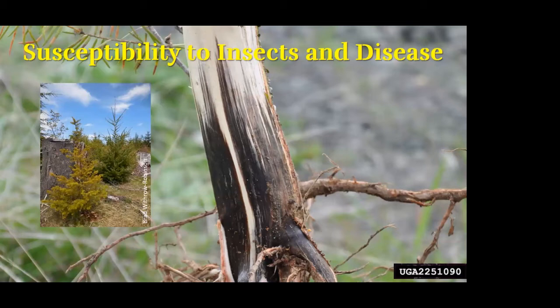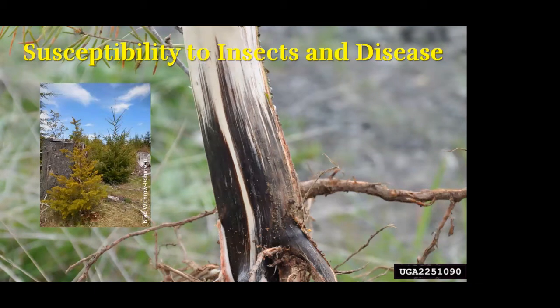A little bit about susceptibility to insects and disease. Insects and disease are an important factor to consider when selecting a species to plant. This includes immediate threats, for example, root rot pockets in the unit you're planting, or long-term outbreak insect cycles. Some sites are more prone to insects and or disease. Some sites are more prone to insect and disease problems for some tree species in particular.